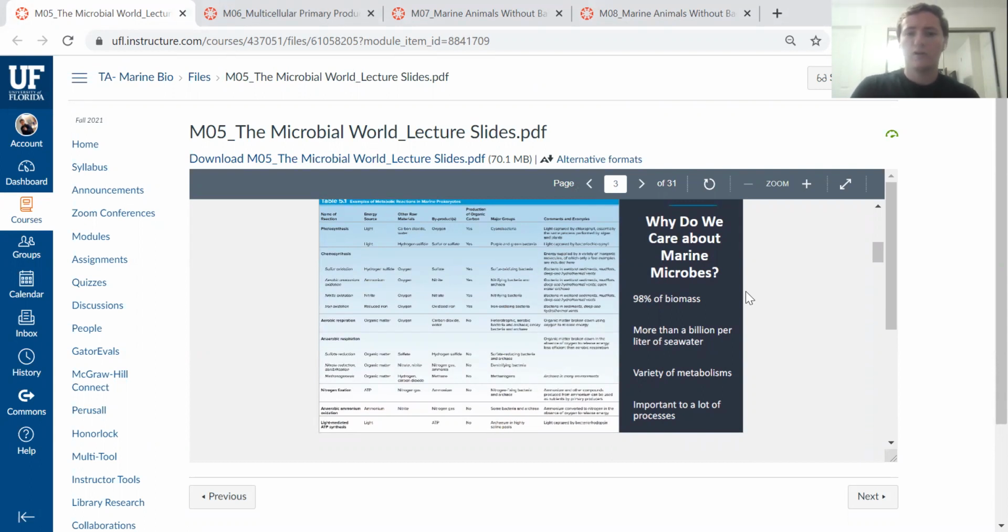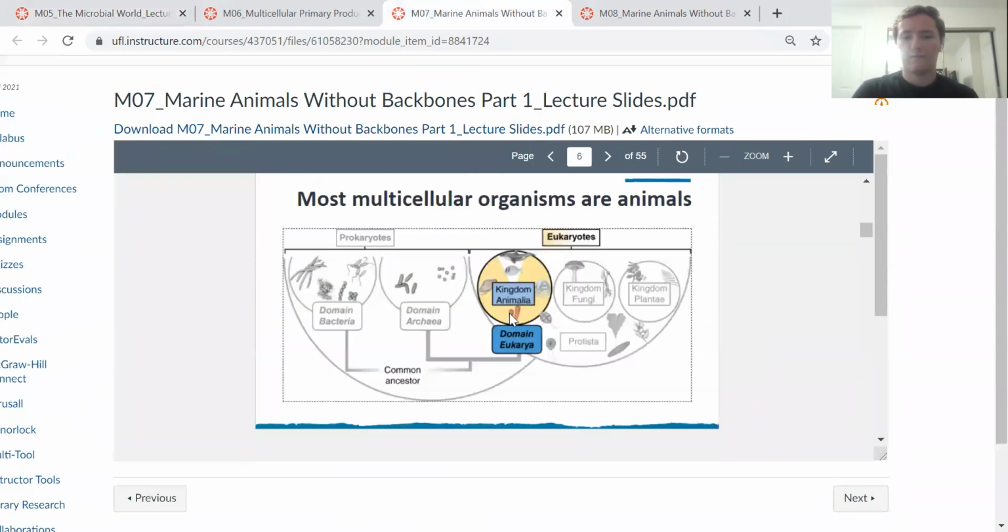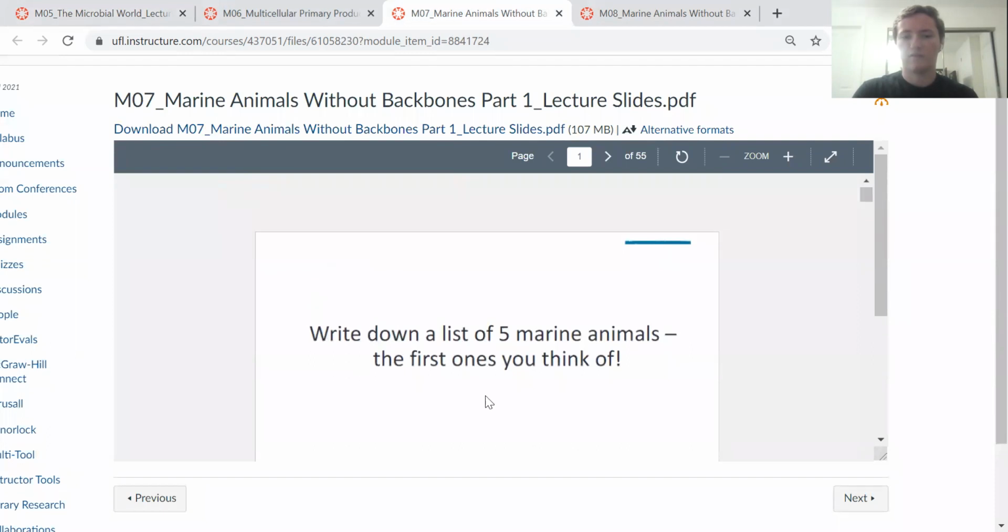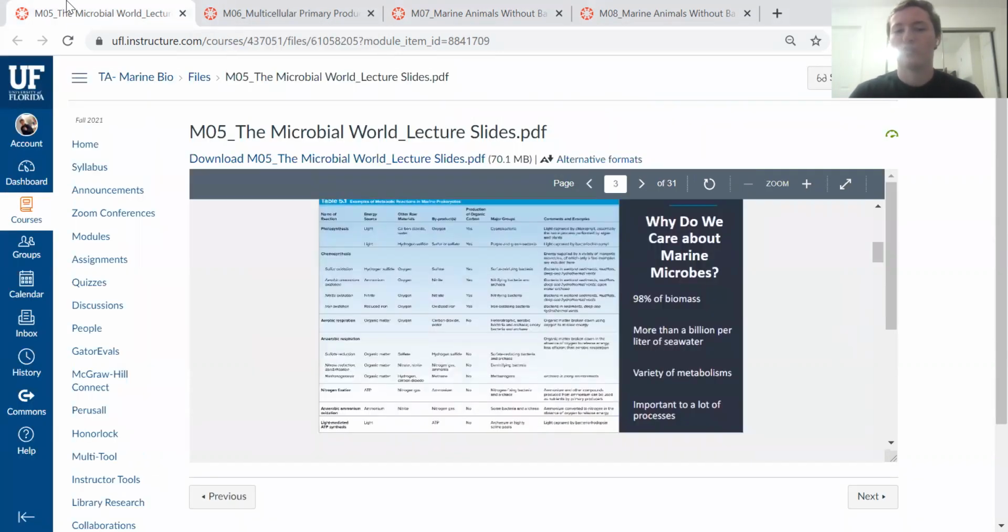If you go to our first question here that Dr. Meadows poses in module 7, write down 5 marine animals. We could translate that to 5 marine organisms. Chances are you're not going to think of phytoplankton. You're not going to think of a lot of the microbes that are in the ocean. They make up 98% of our biomass, more than those 2-ton whales or massive sharks. They make up a lot of biomass, and that's why they're so important.